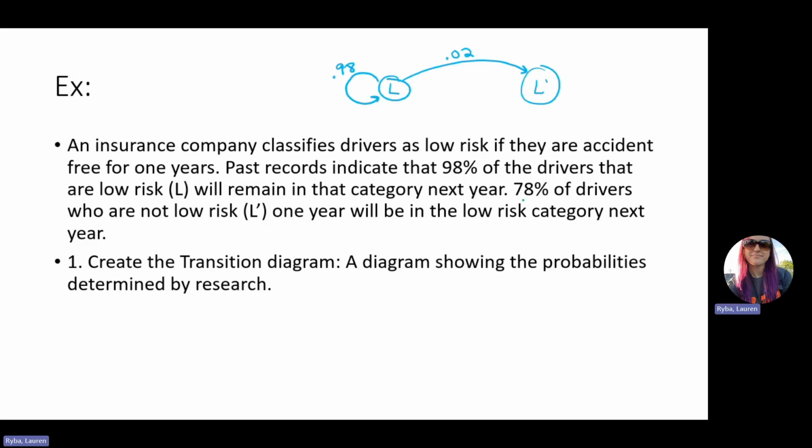Now, the next one says 78% of drivers who are not low risk, that are currently over here in the L not category, will be in the low risk category next year. So that's a transition to move over here. 78% in the L not are going to move to the L. So 0.78. If 78% leave the category, what percent stay within the category? How much is left? 22. So 0.22.